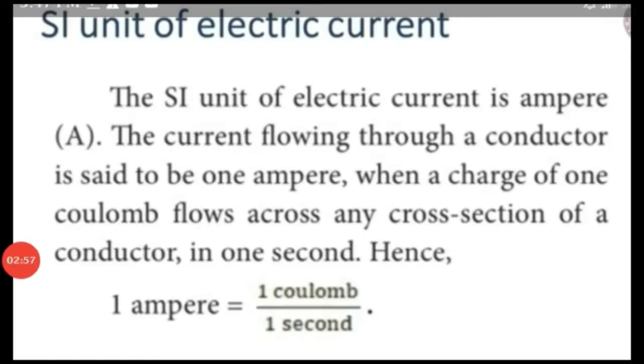Next, we'll see the SI unit of electric current. The SI unit of electric current is ampere. It is denoted by the capital letter A. The current flowing through a conductor is said to be 1 ampere when a charge of 1 coulomb flows across any cross section of a conductor in 1 second. Hence, 1 ampere is equal to 1 coulomb divided by 1 second.